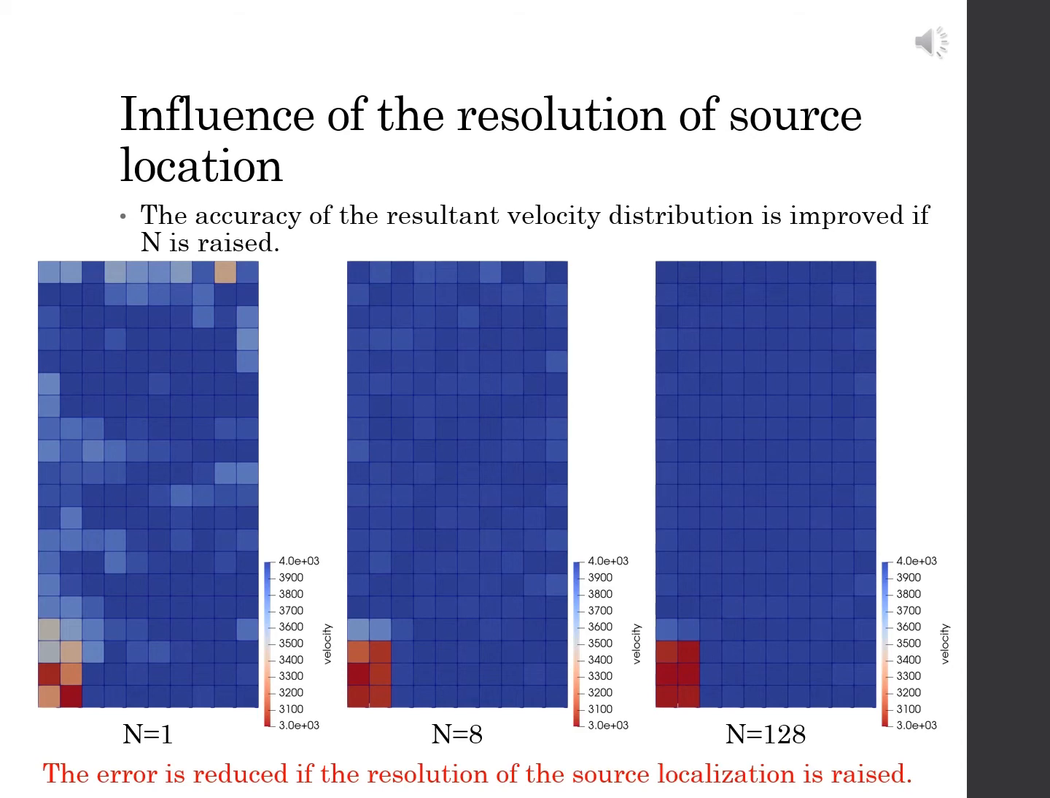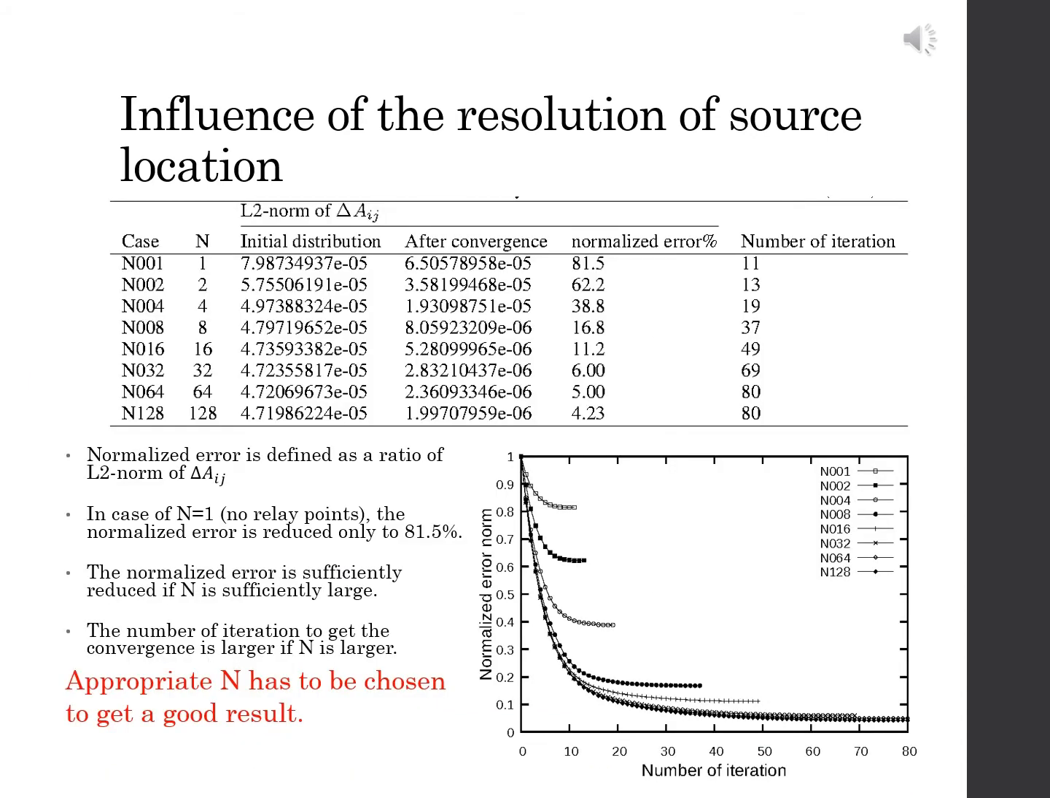This slide shows the result of the numerical investigations. There are so many numerals on the slide, but the very important information is just the normalized error and the number of iterations.